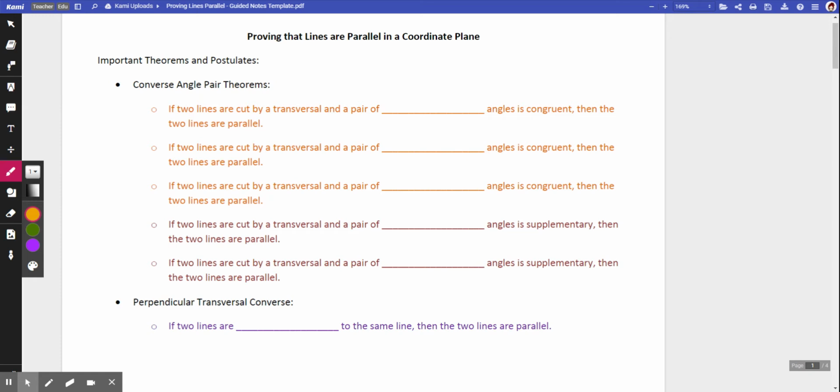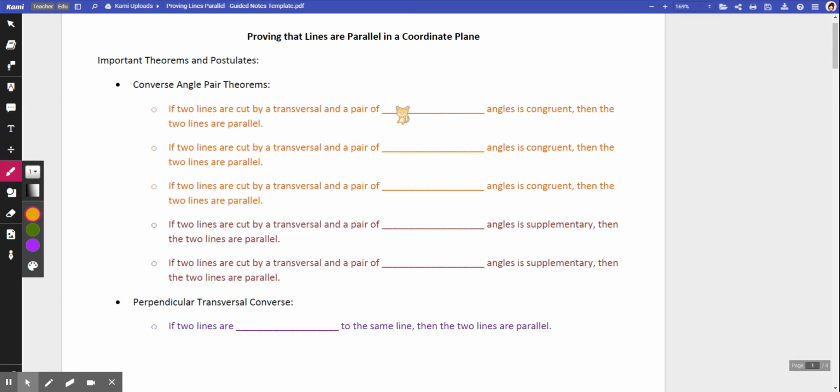So there are a few theorems that you need to know. Mostly we're going to focus on the converse angle pair theorems. These are the angle pairs that we already learned about. We're just saying that the converse is true. If two lines are cut by a transversal and the pair of angles is either congruent or supplementary, depending on which angle pair it is, then that will make the two lines parallel.